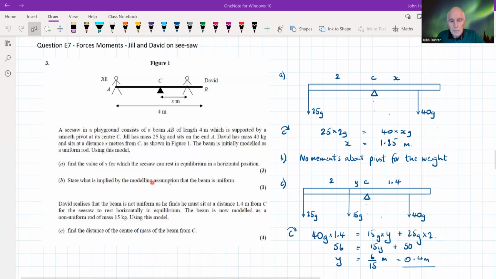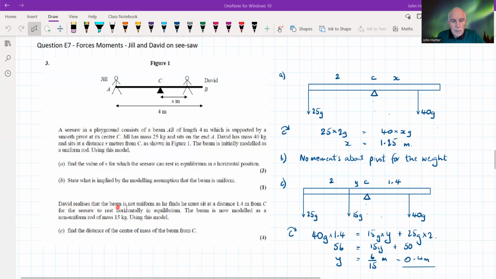State what is implied by the modelling assumption that the beam is uniform. Well, if it's uniform, the mass is in the middle. We know the fulcrum's in the middle. So if the mass is in the middle, then it simplifies our assumption that we took moments about C, and we're not getting any extraneous forces. If it wasn't uniform and the weight was biased towards one end, then we would have to take that into consideration. But we've got no moments about the pivot for the weight. That's what we're assuming.